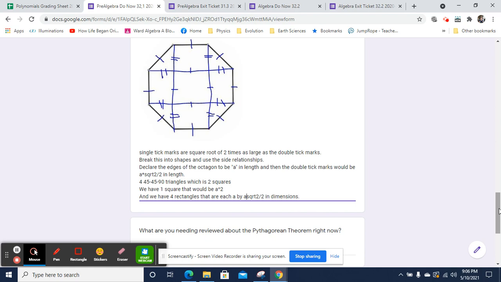And so if I multiply that times 4, I would end up getting 2 times a times the square root of 2, because the 2 and the 4 would simplify to just 2 over 1.